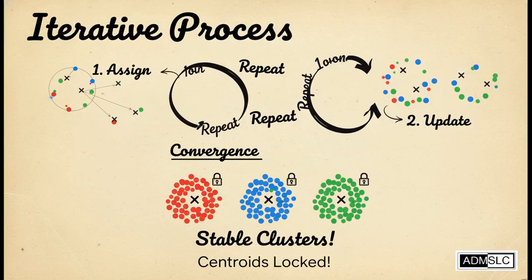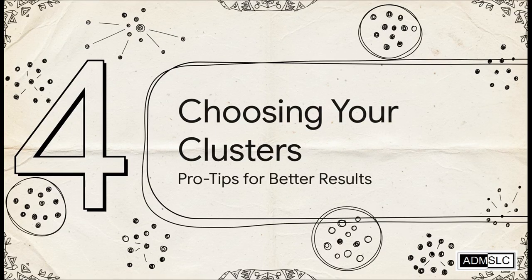And that's the whole dance. It just repeats those two steps, assign, then update, over and over and over again. With every single cycle, those centroids get a little bit closer to the true centers of the natural groups in your data. And eventually, they'll stop moving. The assignments won't change anymore. We call that convergence. It means the dance is over, the clusters are stable, and the algorithm has found its solution.